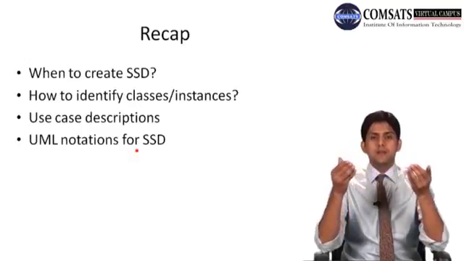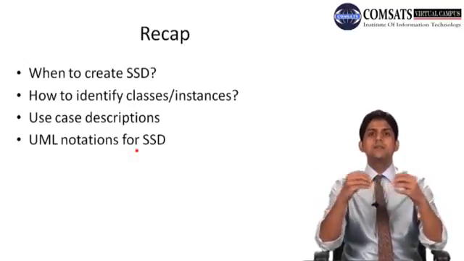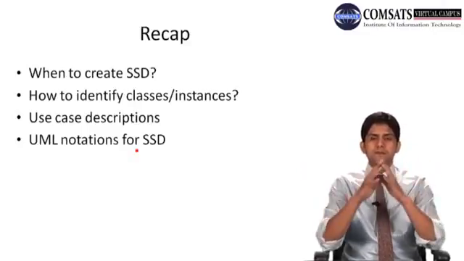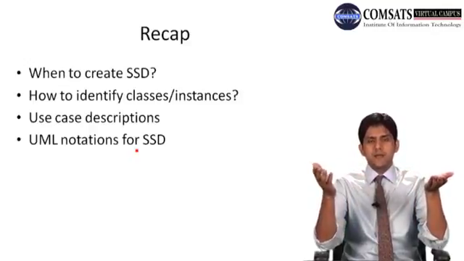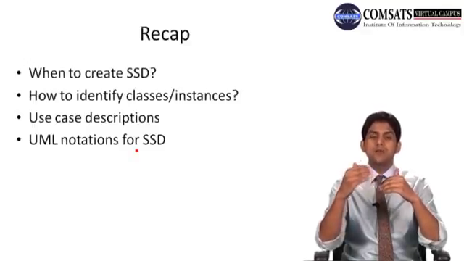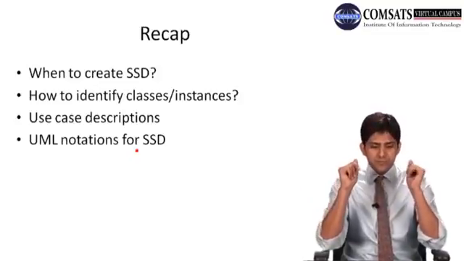But a system sequence diagram represents a scenario, and that scenario actually comes from the use case. So it's a bridge between the use case diagrams and the class diagrams. Ideally it should be created maybe after the class diagrams. We don't need to elaborate on the class diagram, but at least we need to know what the classes are and what the different operations of the classes are.